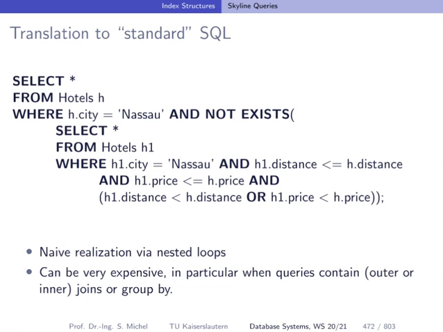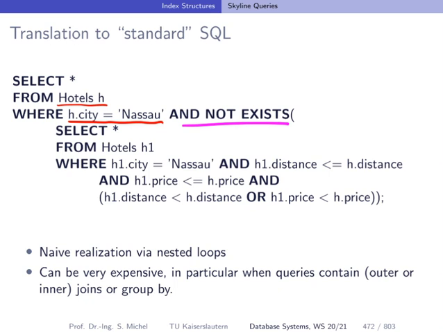Of course, we can also write this using standard SQL. So how do we do this? Well, first of all, we have the same predicate for the location, so we want city equals Nassau, from the hotels table, which we obviously want to get our data from. And now reconsider, what does it mean for a point to be in the skyline? A point is in the skyline if it's not dominated. And in SQL, we say that a point is in the skyline in case there does not exist a hotel which dominates this other hotel.